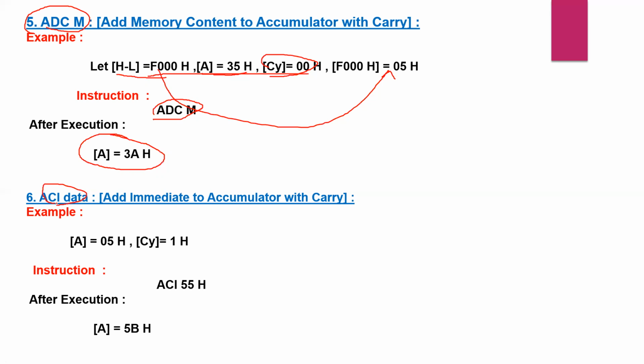Now next instruction is ACI data, that is add immediate to accumulator with carry. This instruction adds the content of accumulator to the 8-bit immediate data specified in the second byte of instruction along with the content of carry flag. Means which add content of accumulator and 8-bit immediate data and carry flag. Now let, for example, accumulator has data 05H, carry flag is 1. Our instruction is ACI 55H. This is immediate data, which is added to the accumulator and carry flag. After execution, accumulator contains data 5BH.